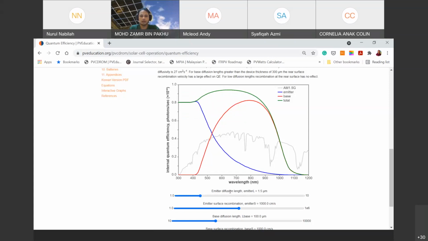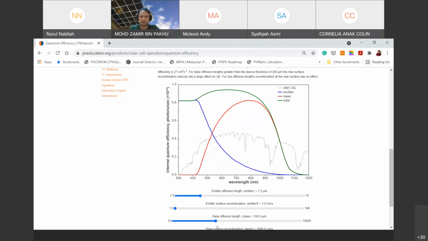What if your emitter surface recombination velocity, the SRV, which we discussed a couple of times last time, is too high? See, the QE of your emitter will drop. As a result, the total QE will also drop. We don't want to have high SRV. We want to have low SRV, as we discussed last time. If your SRV is very low, then the QE will go high and it's limited by the emitter diffusion length.